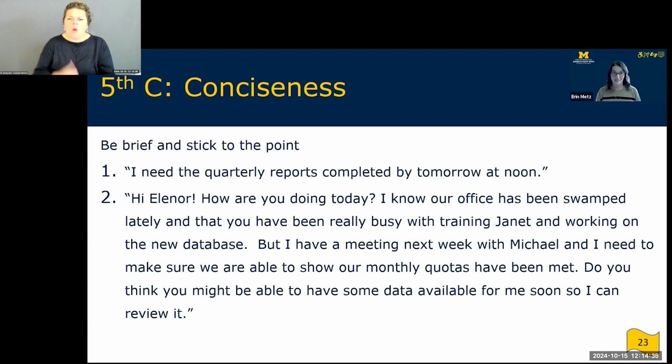So which one of these statements is easier to understand? Hopefully you're all thinking it's the first statement. It immediately identifies what is needed and when. Whereas the second statement provides a lot of story and a lot of background. It's much more difficult to weed through all of those words to be able to determine what it is that the communicator actually is asking of us. So that's conciseness. Be brief, stick to your point.